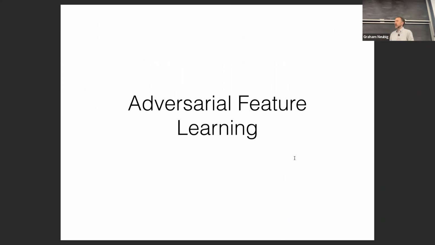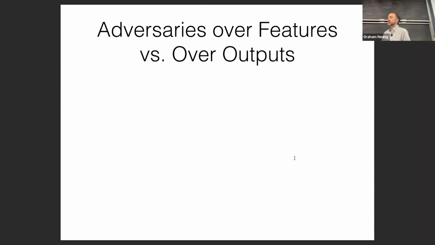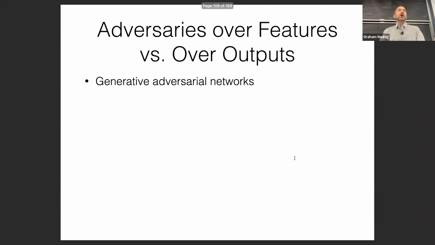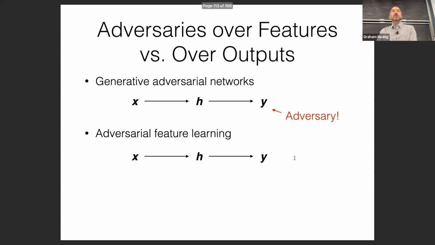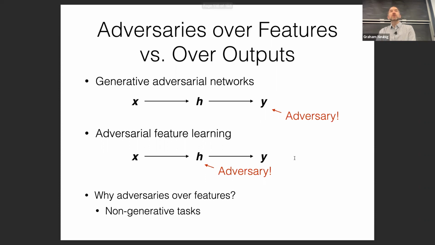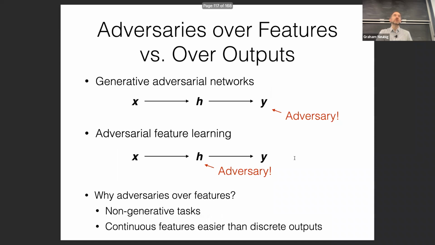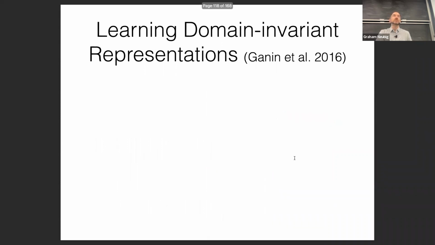Now something that's more immediately practically useful, something that I've actually used in my work relatively frequently, and sometimes recently, is adversarial feature learning. And basically here, the adversaries are over the features of the model instead of the outputs. And so in GANs, you have the adversary over the output Y. In adversarial feature learning, you have the adversary over the intermediate states H. And why would you do this? This can be applied to non-generative tasks, so it can be applied to tasks where you're just doing binary classification or something like this. And you can also do it over continuous features, which is much easier than discrete outputs.